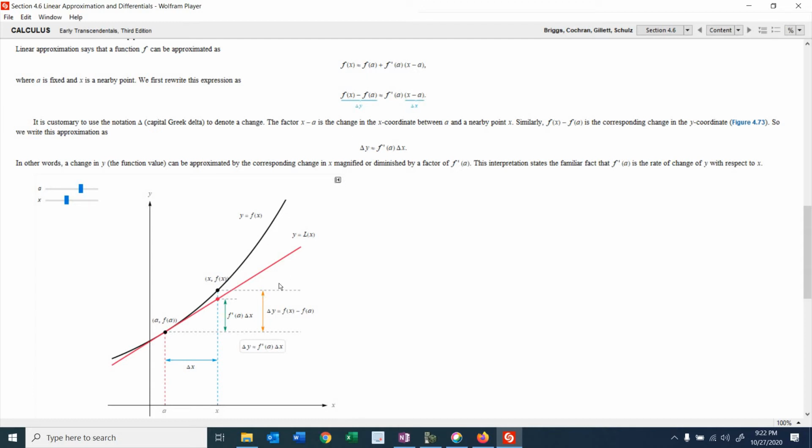Notice that f of x minus f of a is simply the change in the y value, delta y. Then x minus a is the change in the x value, delta x. And so another way to write this formula is to say that delta y is approximately f prime evaluated at a times delta x. And so this is how we're going to approximate the change in the y value that occurs on the function. It's approximately f prime evaluated at a times delta x.